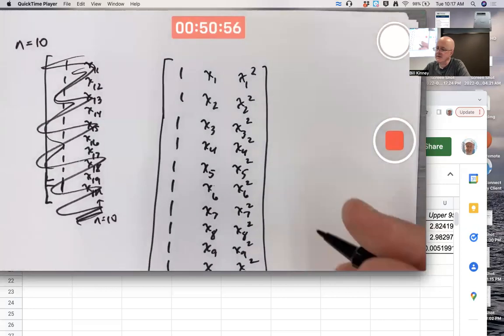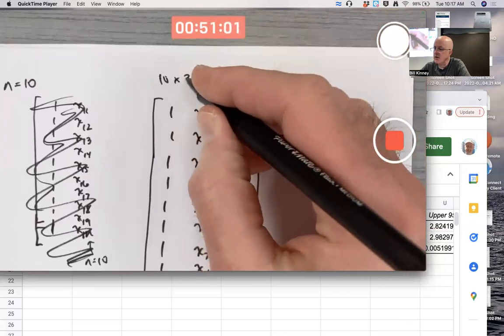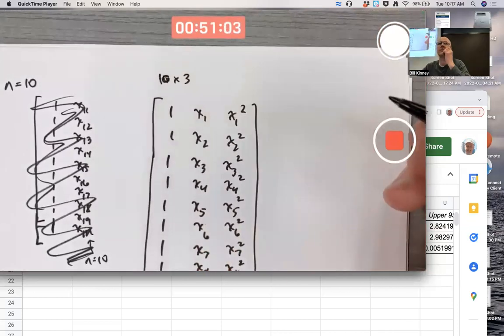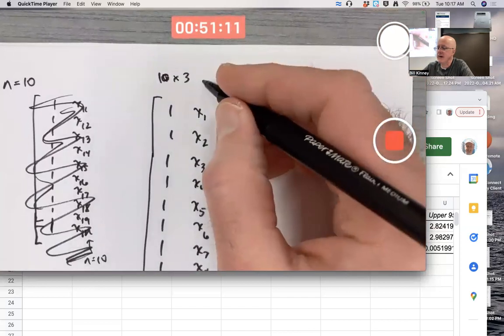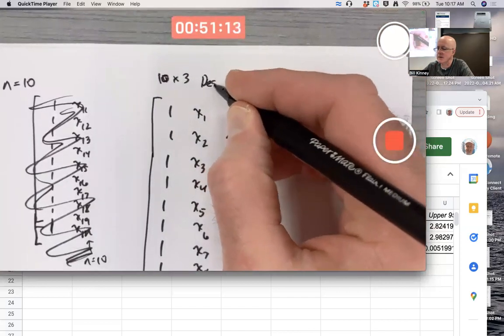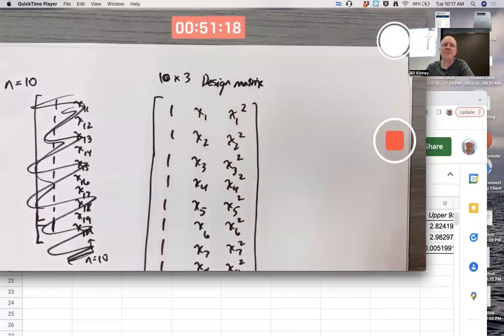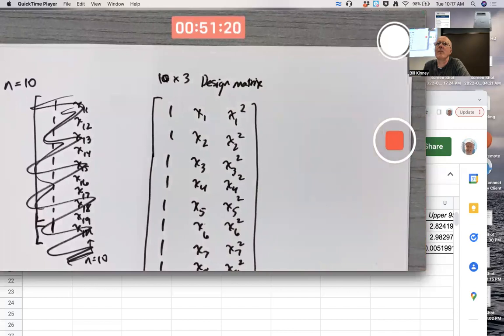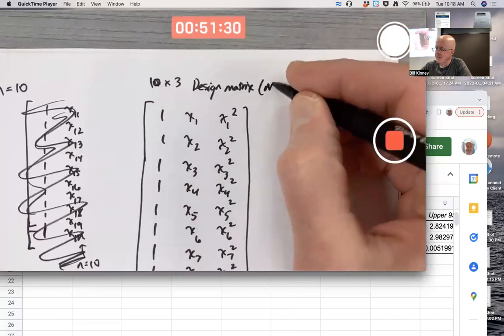The 10 by 3 matrix. In general, it would be an n by 3 matrix when n is the number of data points. It's got a name. It's called the design matrix. 10 by 3 design matrix. What a beautiful name. Design matrix. Or maybe a little bit more officially, model specification matrix, which is not so beautiful. Model.